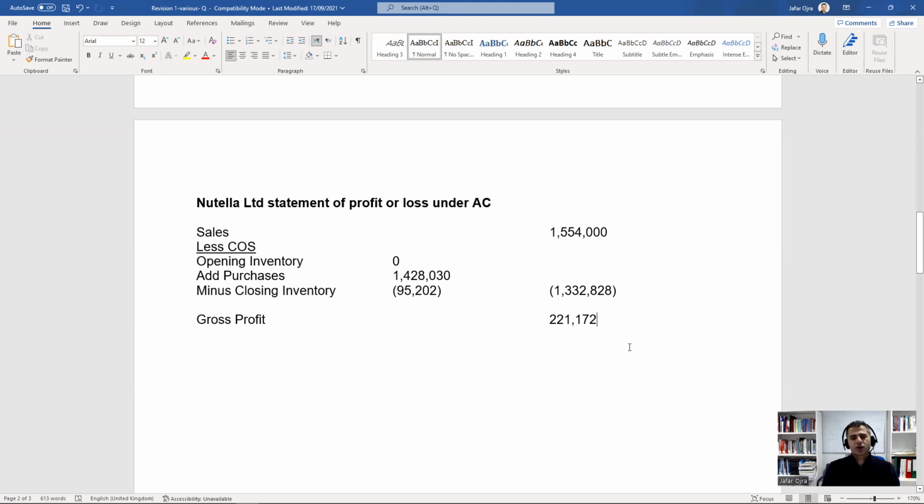So under absorption costing, what's left at the end, you need to take away or deduct the period cost. And the period cost consists of the selling and admin. So anything period cost, non-manufacturing cost, we need to take it away. Okay, so here we go. So under the less selling and admin, let's have a look at what we have under selling and admin here.